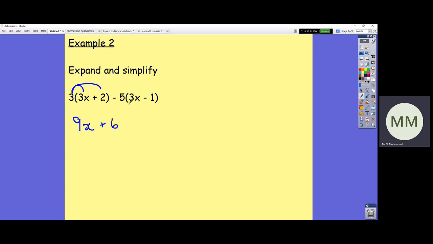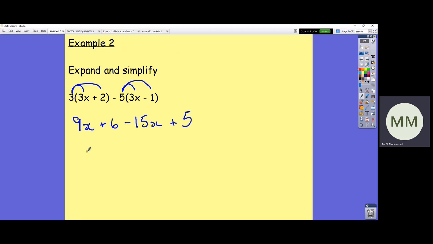Then I go into the second bracket and I begin with the 5 and the 3x, but in this question it's a minus 5. So a minus 5 times 3x gives me minus 15x. This is where it's slightly changing now. Then I do a -5 times a -1, and that gives me a positive, or a +5. Why? Because a negative multiplied by a negative gives me a positive.